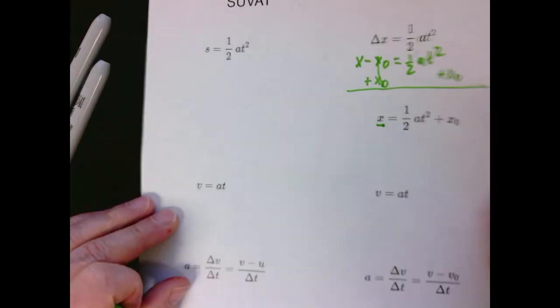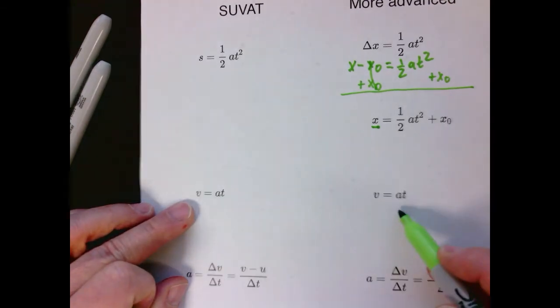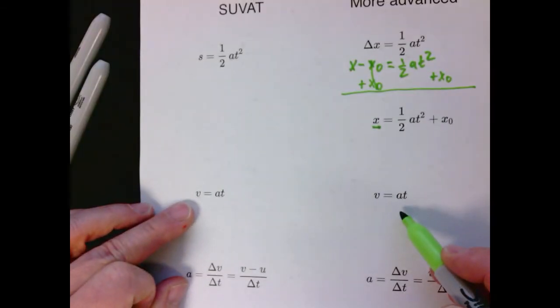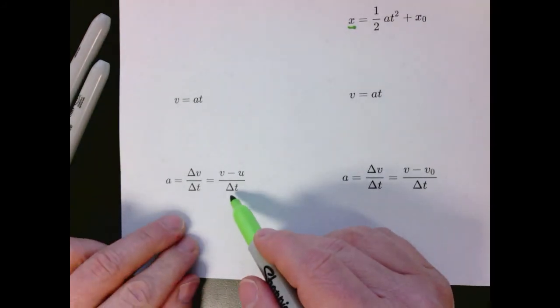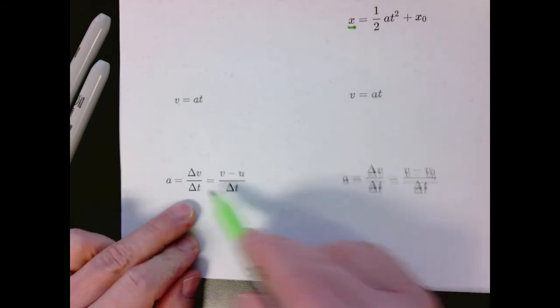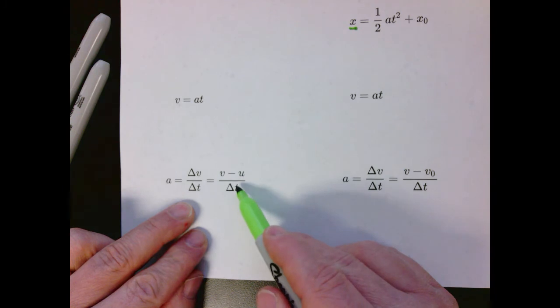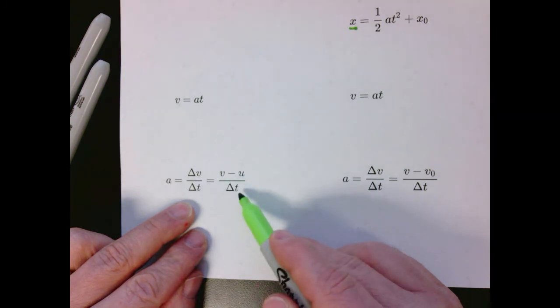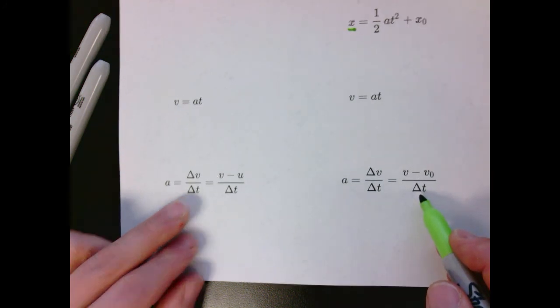And for both equations, here's something that's a little bit new. The velocity is at for acceleration when it starts at rest. We spoke about the gradient as being the acceleration of the velocity time graph. In both cases, we have delta v over delta t. For the SUVAT side, we've got v minus u over delta t, and for the more advanced side, it's v minus v0 over delta t, are the acceleration equations.